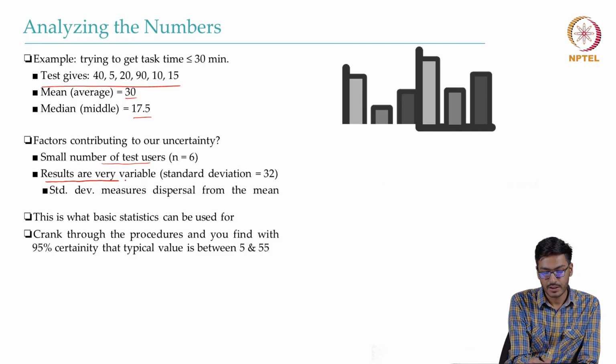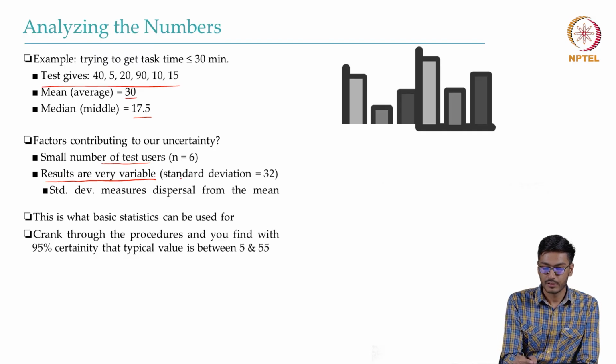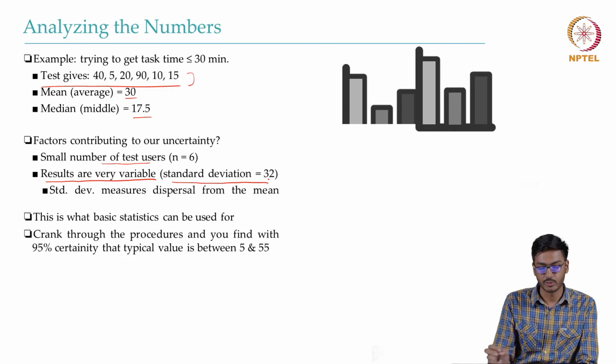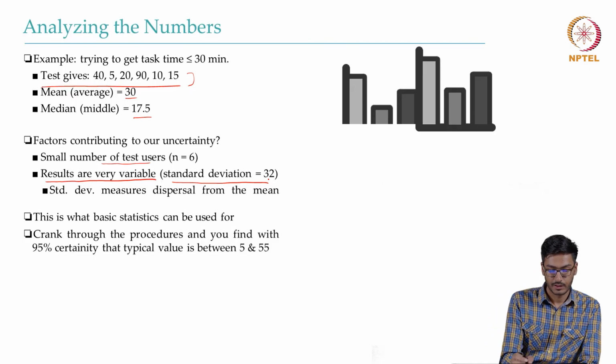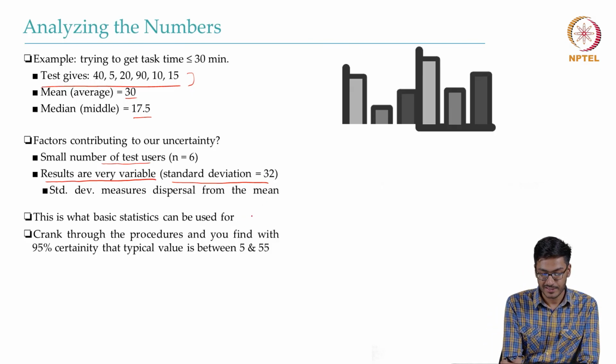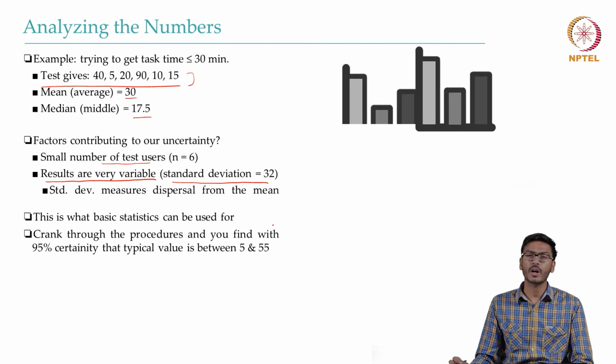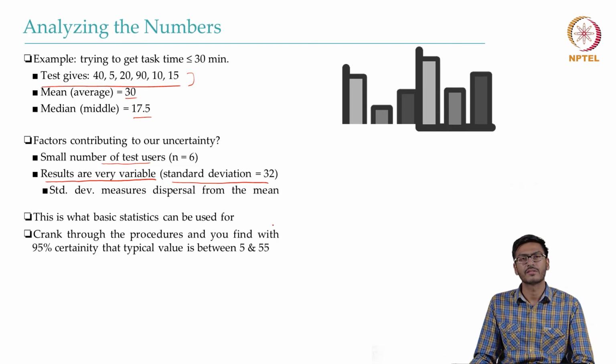Then the results are very variable. Once again, as you can see in the data, the standard deviation is 32. Standard deviation is simply the dispersal from the mean. This is what basic statistics can be used for. But statistics are well suited for quantitative data with a much higher number of entries.